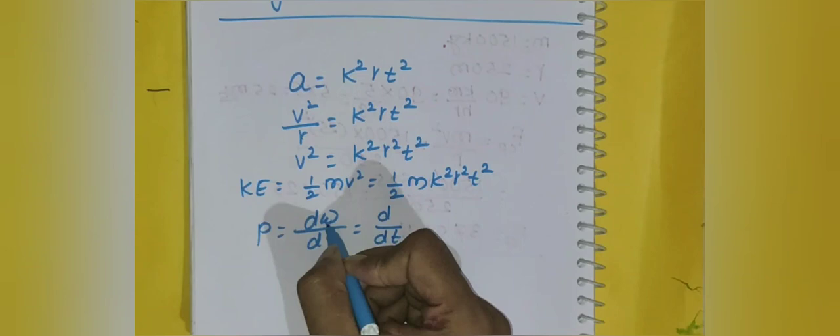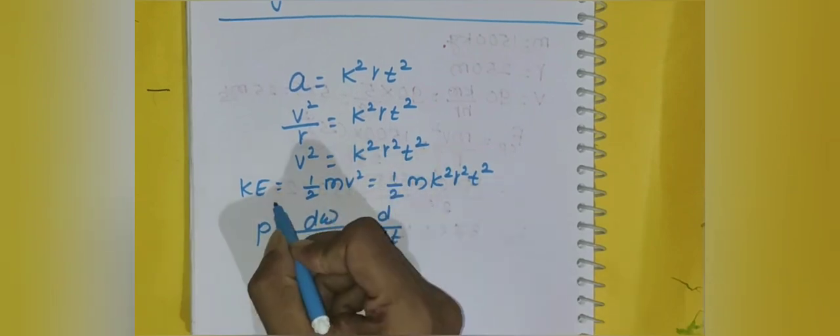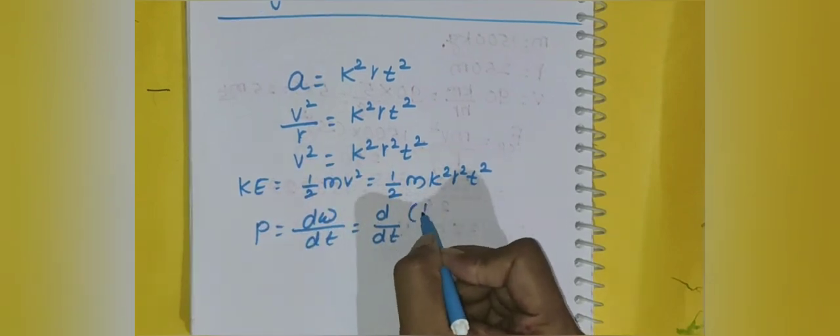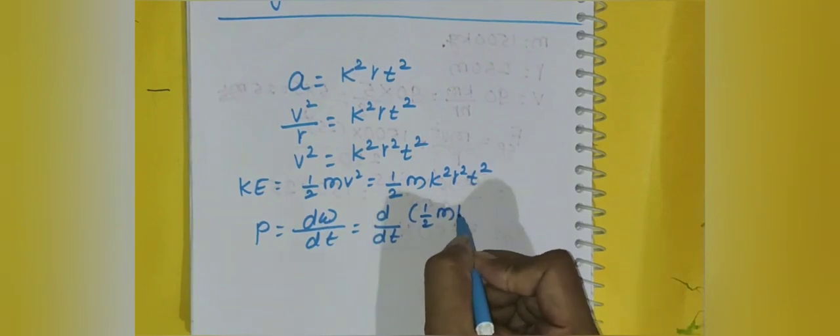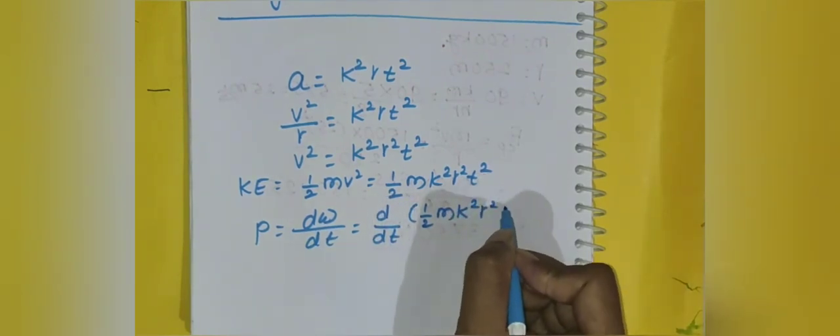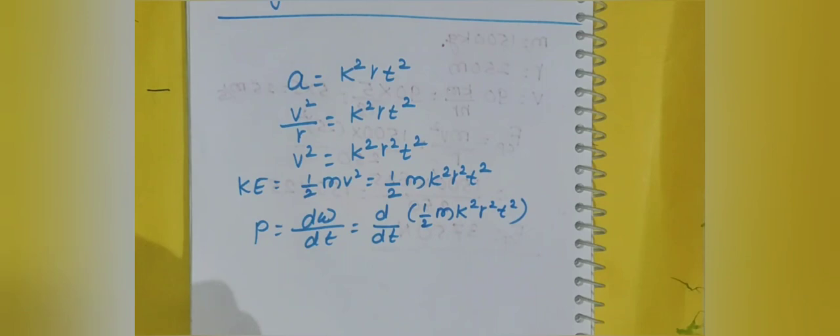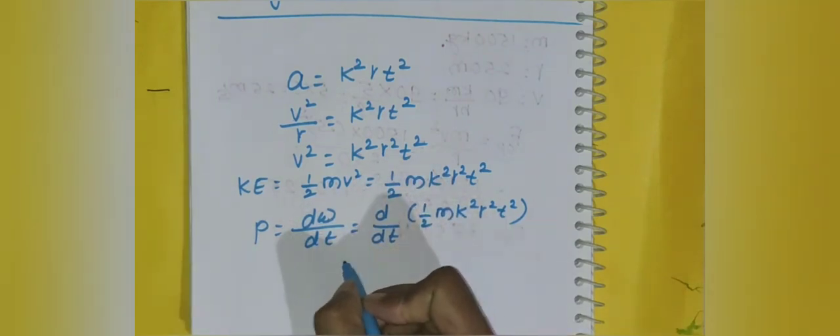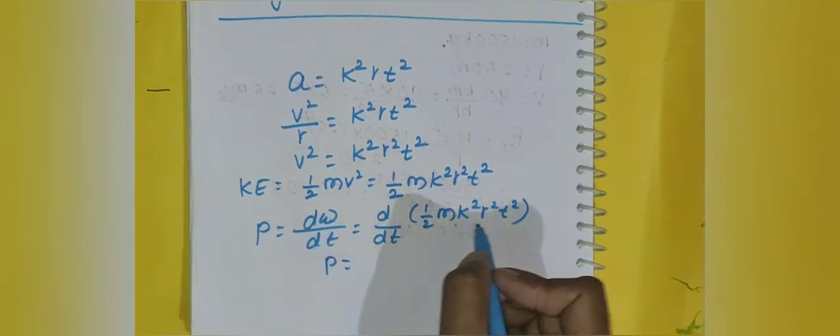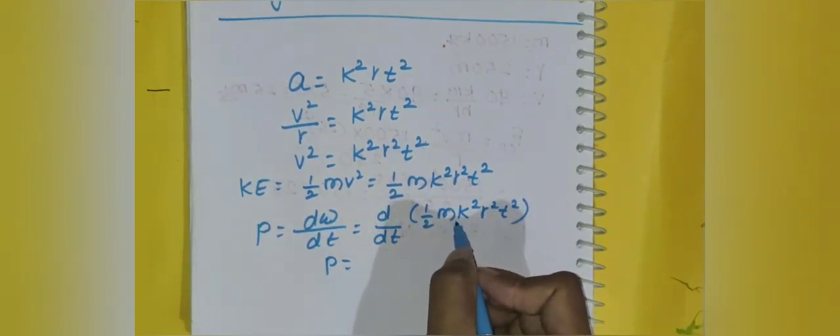The value of work, which we are taking as kinetic energy, is half m k square r square t square. In this problem we have to find the power. So therefore we are differentiating work with respect to time. To solve this differentiation, first we have to check which is the common value here.